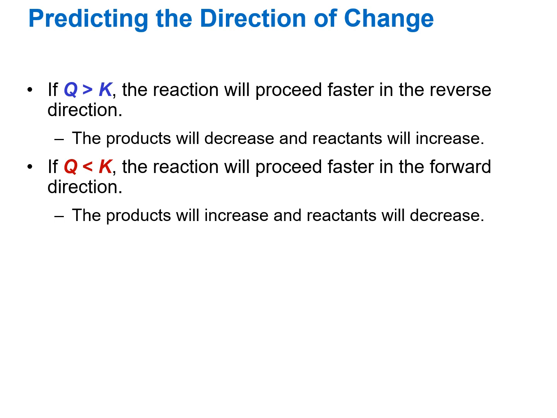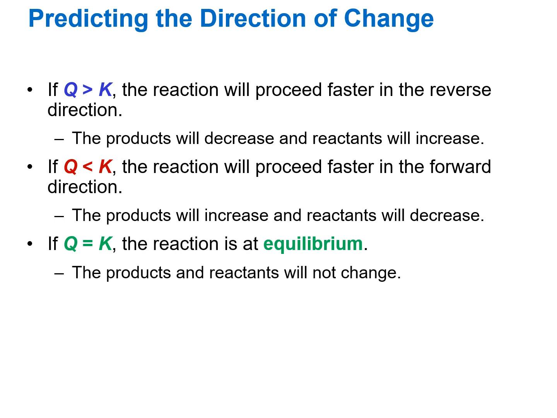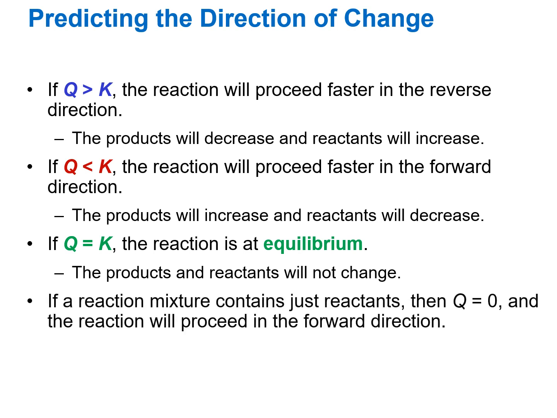Now there's still a couple more possibilities here. What if our quotient is equal to K? Well, then we have just managed to catch it at that magical moment when everything is in equilibrium. And what if our quotient is equal to 0? Well, then it means that we have a mixture that's just nothing but reactants, and this means that it's going to move in the forward direction, and we're going to see the creation of the products.